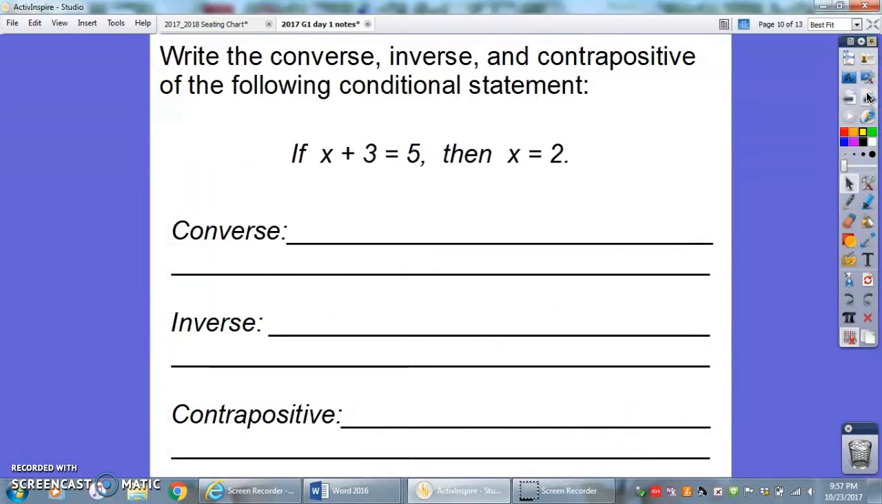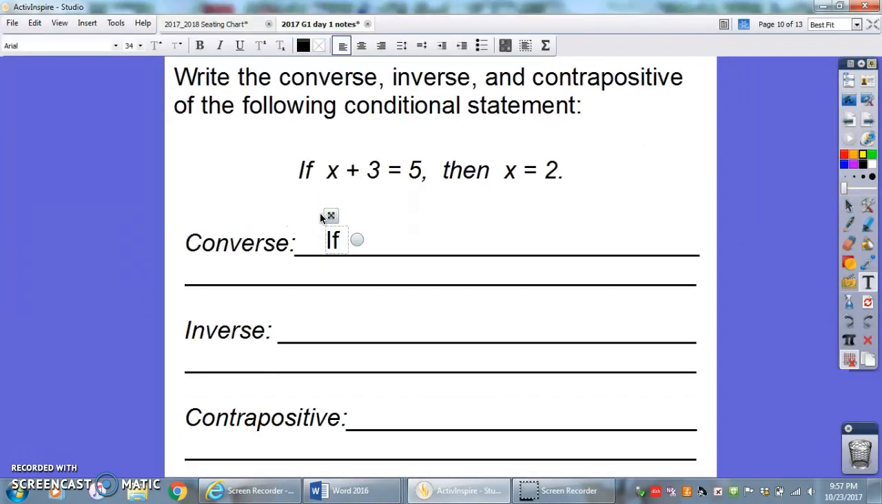Then another example would be an equation. So we're going to switch the order first. That's what my converse does. So I'm going to say if x equals 2, then x plus 3 equals 5. And that's it. All I had to do was switch the order. I didn't have to change around the numbers or anything. That's it. The inverse negates. It doesn't change order, it just negates.